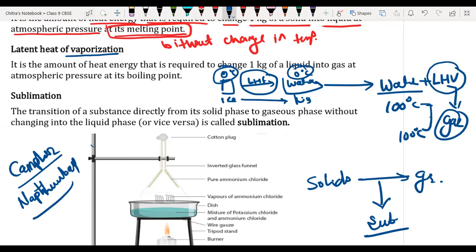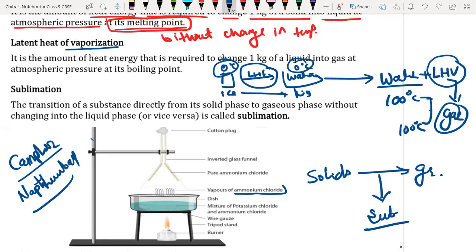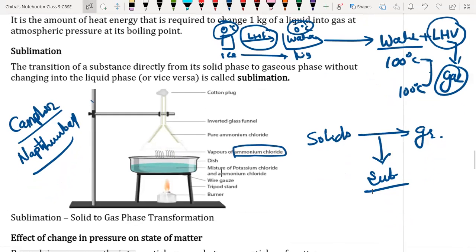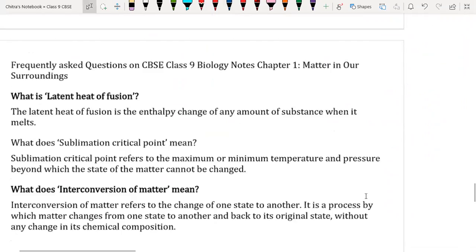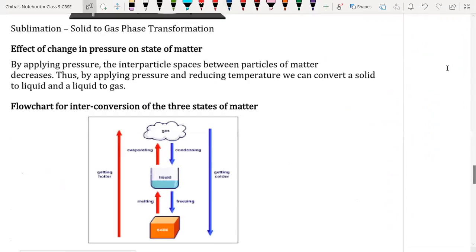Okay, here we have the example on your screen, it is ammonium chloride. So what did you write below camphor? Naphthalene ball. Okay, so this is all about sublimation. Okay, so any doubt till here, beta?